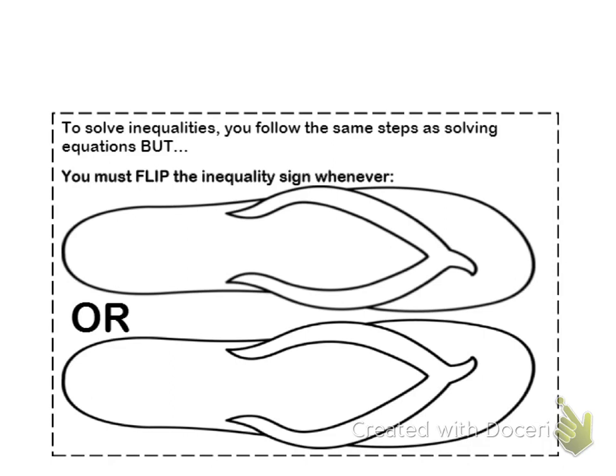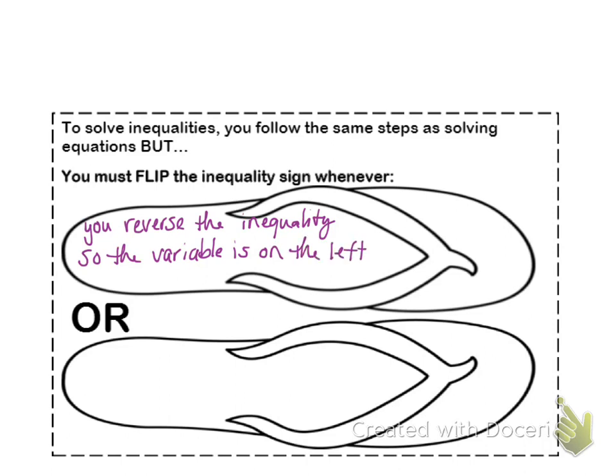And it says to solve inequalities, you follow the same steps as solving equations, but there's a special situation where we have to flip the inequality sign. And that's why I've got a picture of flip-flops here to help you remember to flip the inequality sign. And the two situations are, first, you reverse the inequality, so the variable is on the left.